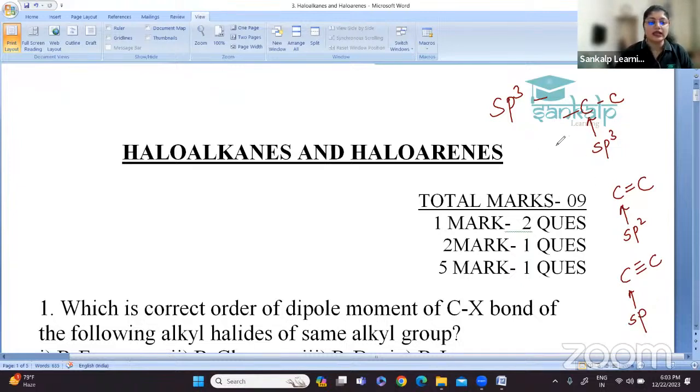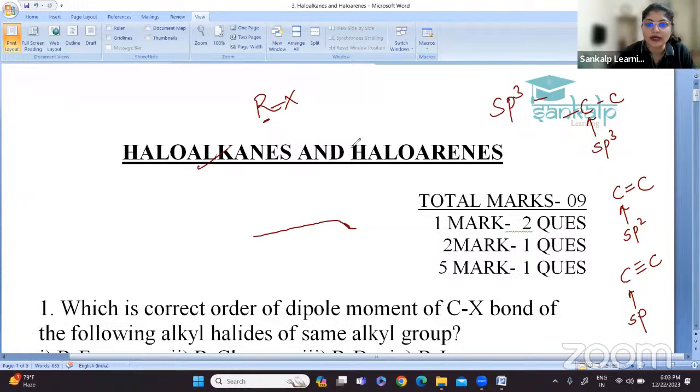So in alkyl halides, the halogen atom is attached to a carbon atom. I'll take the carbon part as an alkyl group, represented by R, and it is attached to an sp3 hybridized carbon atom. Fine, so this is about haloalkanes.